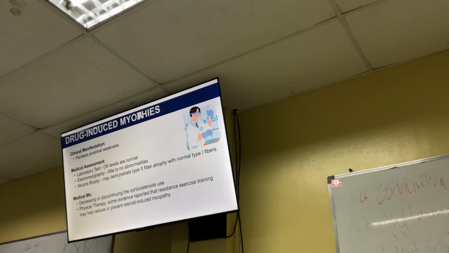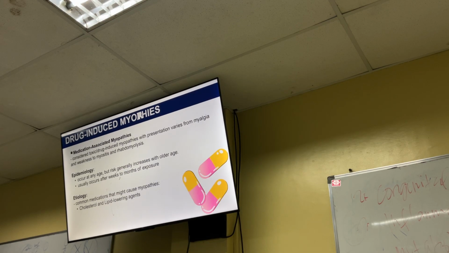Clinical manifestation is the same: proximal muscle weakness. Medical management is decreasing or discontinuing the corticosteroids. For acquired myopathies, what we can do is treat the underlying causes. Whatever caused your myopathy, treat that. If you treat the cause, the acquired myopathy usually goes away.